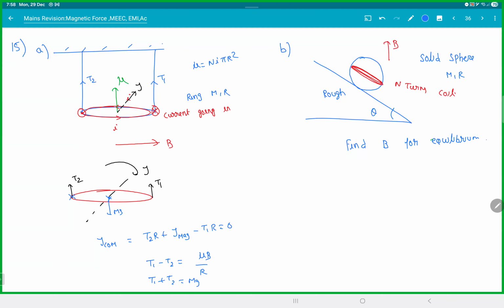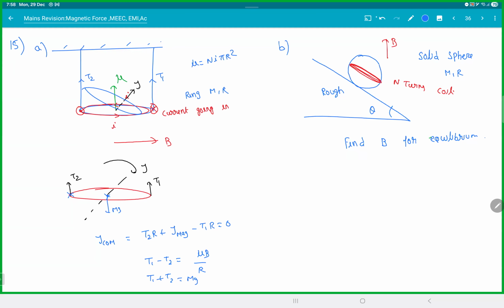So mu cross B, right? So torque is into the plane. So actually this thing is trying to lift off like this, isn't it? The left side is trying to go up and the right side is trying to come down. From there you can actually get a feel. T2 will be less and T1 will be greater.